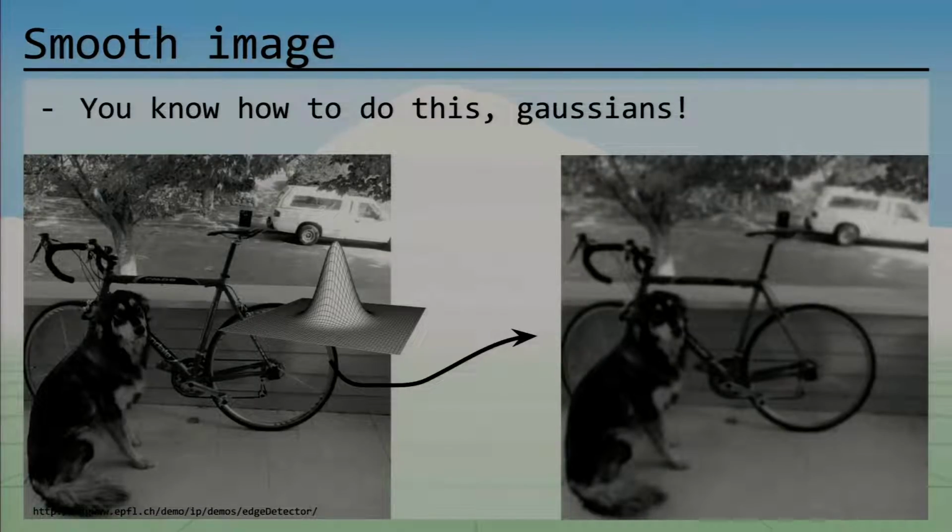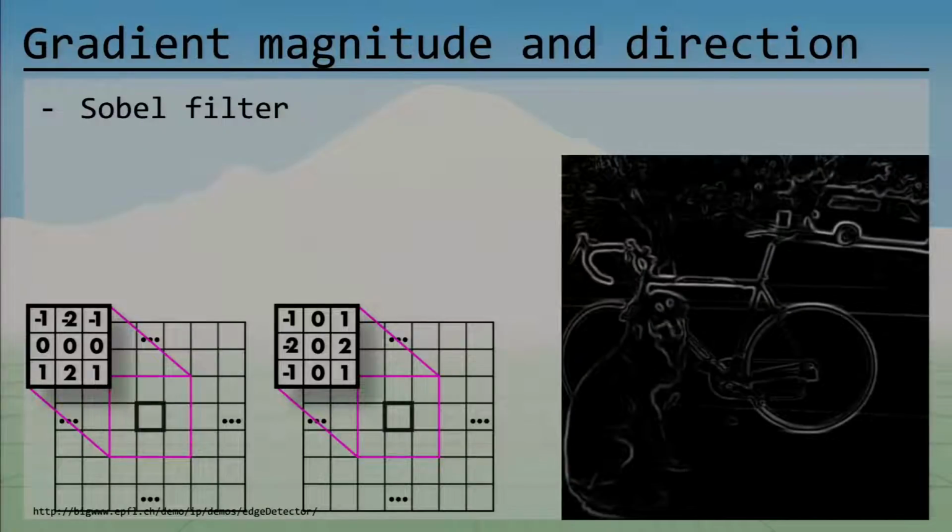The first thing we want to do is smooth our image, and we already know how to do this. We use these Gaussian filters. Then we want to do our gradient calculations, and in particular, we want the gradient magnitude and direction. So we're going to be using these Sobel filters that we talked about, and you're going to be doing this in your homework too. You're building out a couple steps of this process. We're not actually going to implement the whole Canny edge detection process.